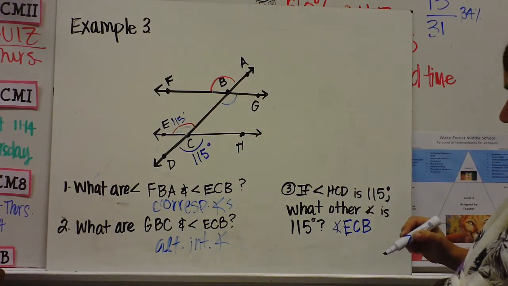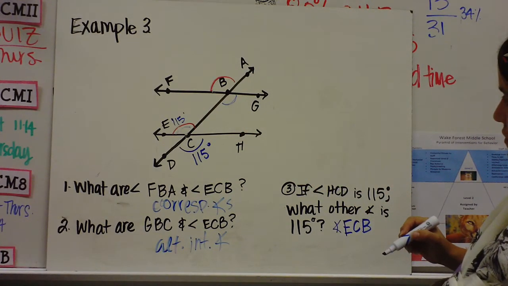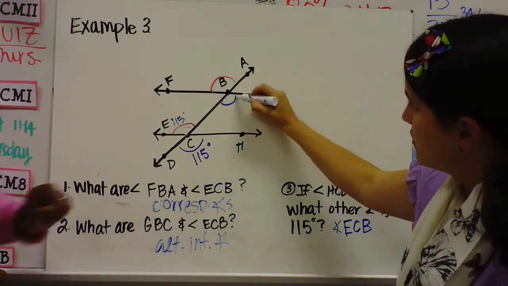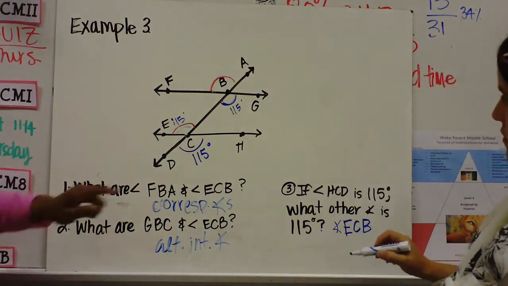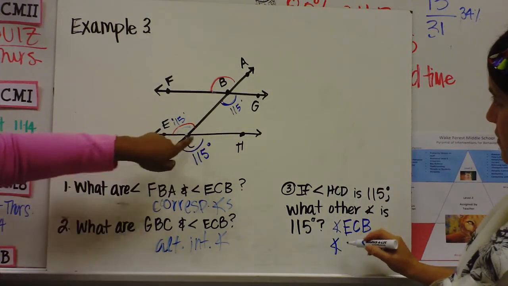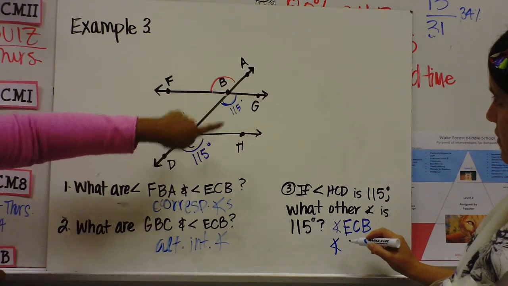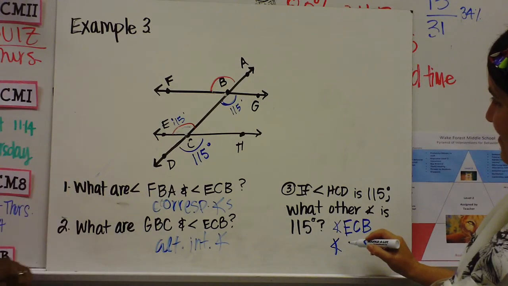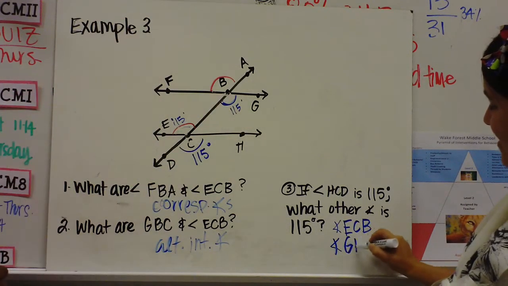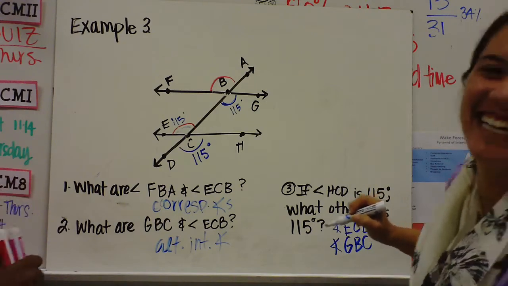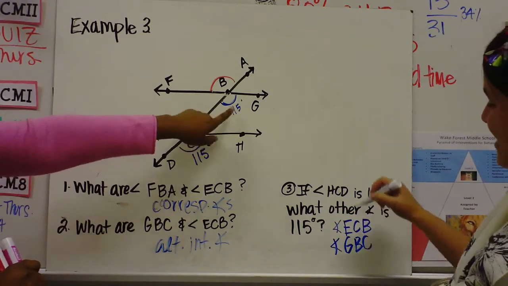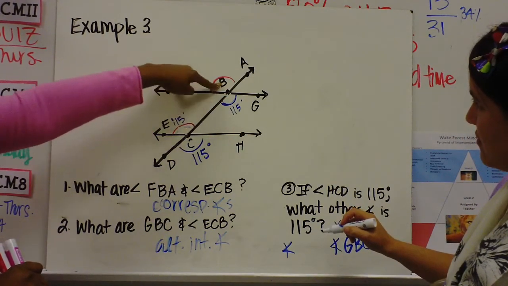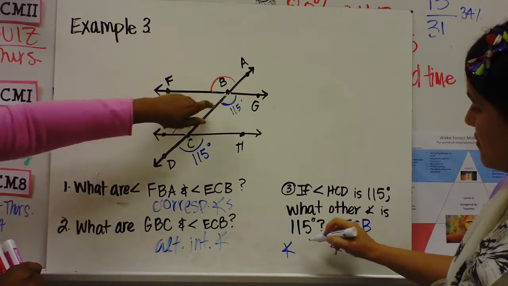All right, the other angles that we know would be the same are alternate interior angles. So if this is 115, then this angle is also 115. And this would be angle GBC. All right, so if this is angle 115, then the vertical angle would also be 115, and this is angle FBA.